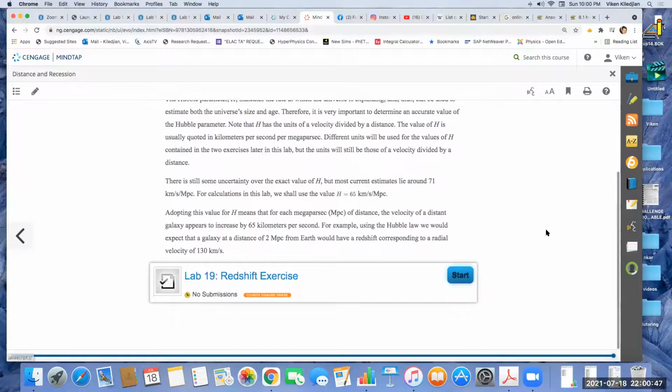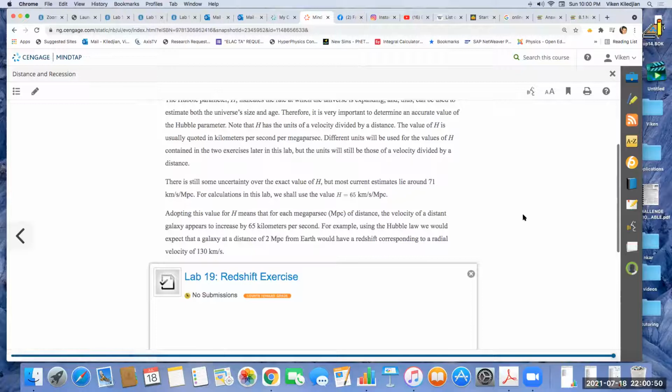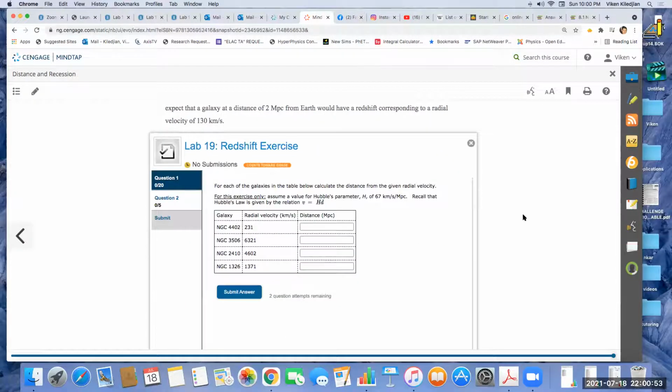So, redshift exercise. For each of the galaxies in the table below, calculate the distance from the given radial velocity. For this exercise only, assume a value for the h parameter of 67 kilometers per second per megaparsec. Recall that the Hubble law is v equals hd. So if the radial velocity is 231 kilometers per second, they want you to solve for d in this equation. So you basically divide v by that h value, and then you get units of megaparsec.